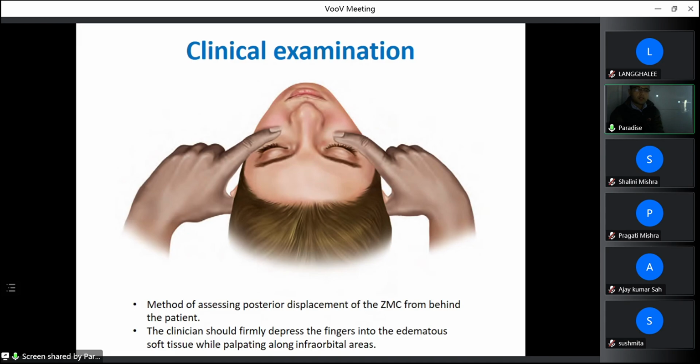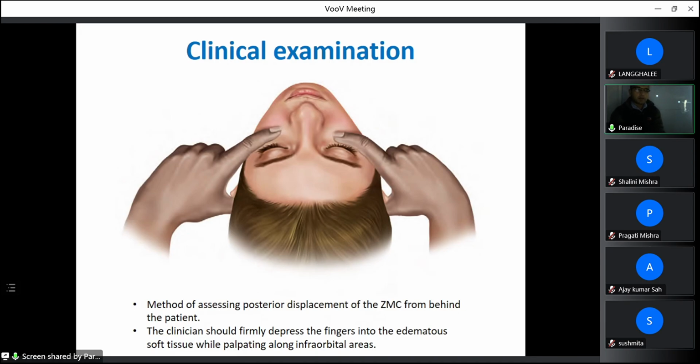Sometimes we have to examine the patient from a position below the face, from the chest area. That is known as worm's eye view. If you are examining the patient from posteriorly, from above the patient, it is known as bird's eye view. If you are examining the patient from the level below the chin or below the chest, it is known as worm's eye view. In case of ZMC fracture, we have to examine the case from the bird's eye view.